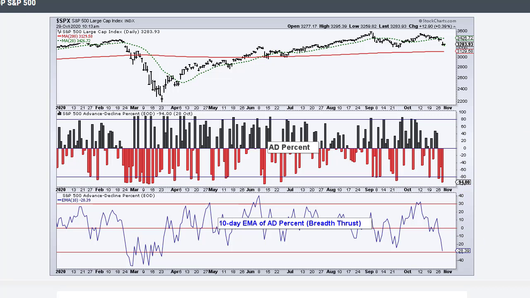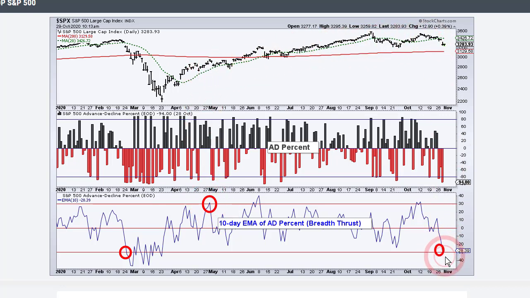Now, what I also do is I take a 10-day EMA of AD percent to measure a breadth thrust. And this is my more medium to longer term indicator. It's kind of the early warning indicator. And if you look here, you can see in late February, we had a breadth thrust when the 10-day EMA moved below minus 30%. And that lasted until it was reversed with a bullish breadth thrust above plus 30% in April. And we continued higher.